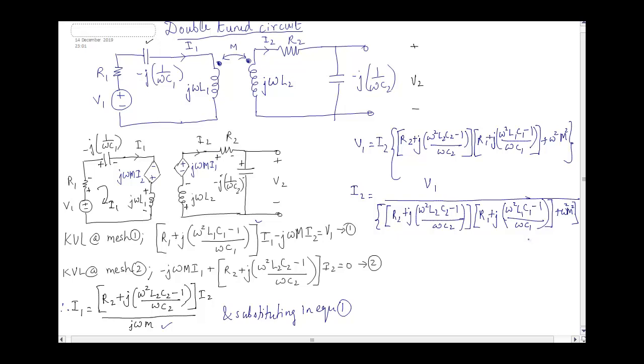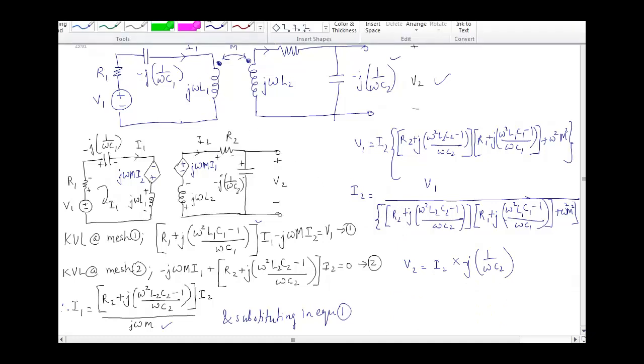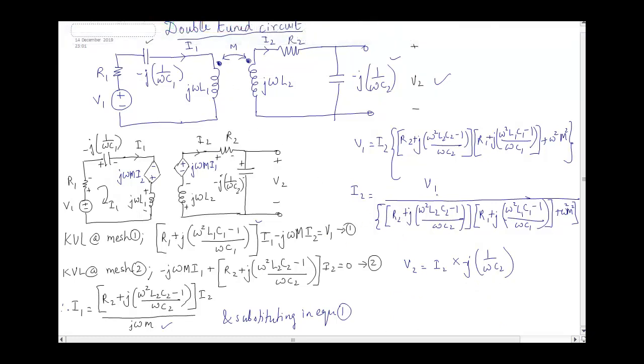Then we can obtain the equation directly for the voltage V2, because V2 is basically the current I2 flowing through that capacitor multiplied with its impedance. So I can write V2 equal to I2 into minus j 1 by omega C2. Now let me take it on a fresh page, but before that I think I made a small error here. I forgot to write the denominator part, which is j omega M.